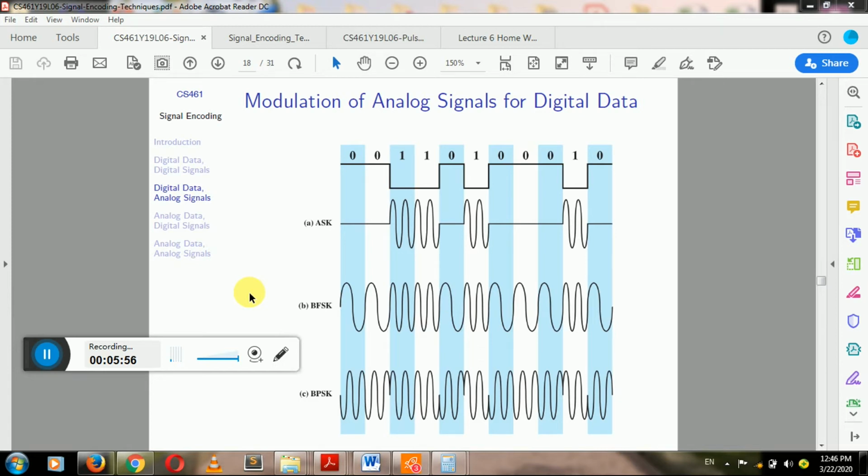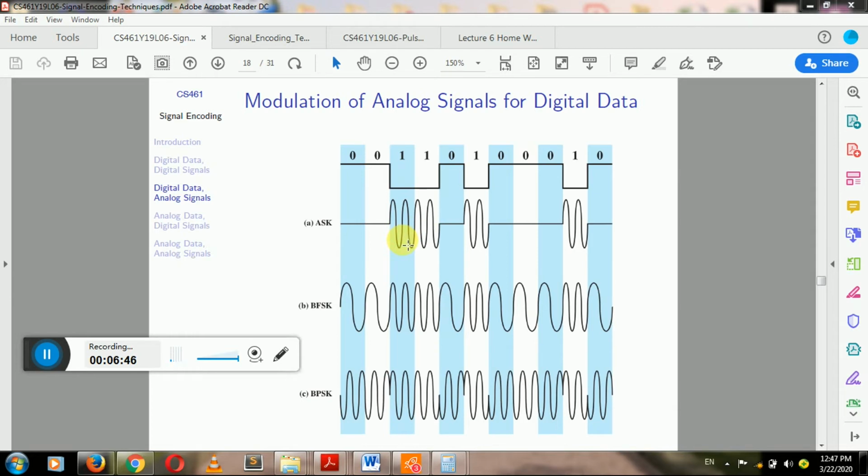So let's see the first one, amplitude shift keying. Here we vary the amplitude; the frequency and the phase are fixed. When we have a bit 0, send a 0 amplitude, and in this example the magnitude is 0. When we have a bit 1, transmit an analog signal with a different amplitude, let's say +1.